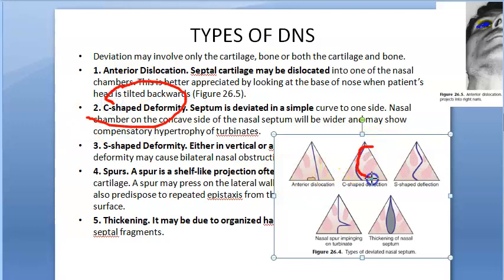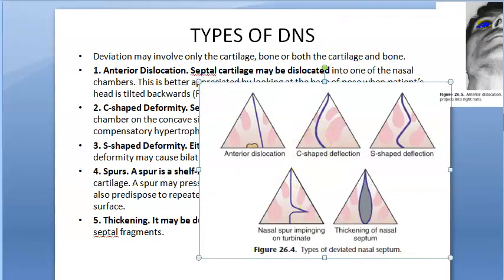C-shaped deformity: the deviated nasal septum is in a simple curve to one side. The nasal chamber on the concave side of the nasal septum will be wider and may show compensatory hypertrophy of the turbinates. It doesn't look very difficult to understand. It is a simple curve to one side, which we can see here. The nasal chamber on the concave side, this is the concave side, will be wider.